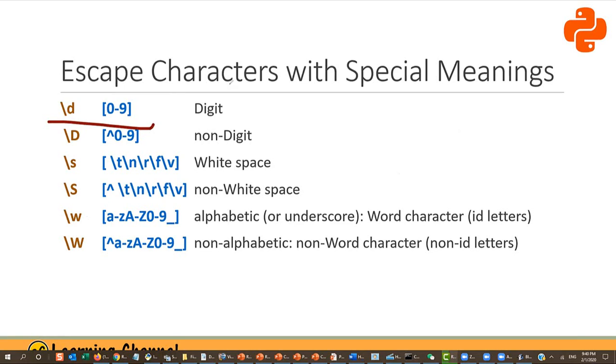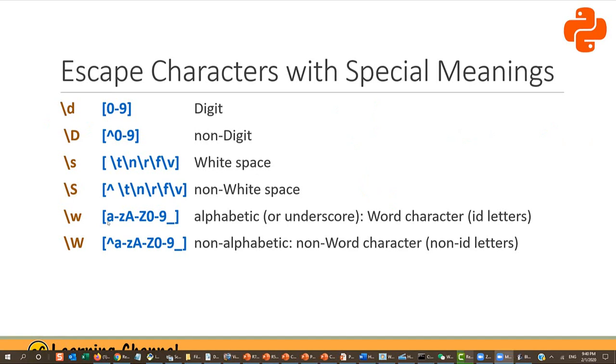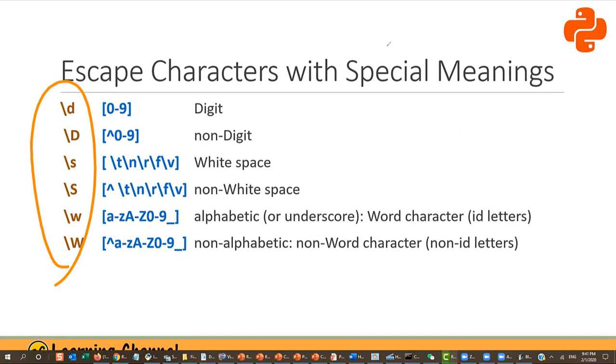So you write backslash d or you write 0 to 9, same thing in regular expression. But capital D means non-digit. It's the inverse of it. So capital letter means not it, none of it. And backslash s means white space. Backslash w means word characters. But capital W means no letters, no alphanumeric characters. So these few, I would say, the left-hand side is easier to use than the right-hand side. But you need to know these are the exact escape sequences in the regular expression.